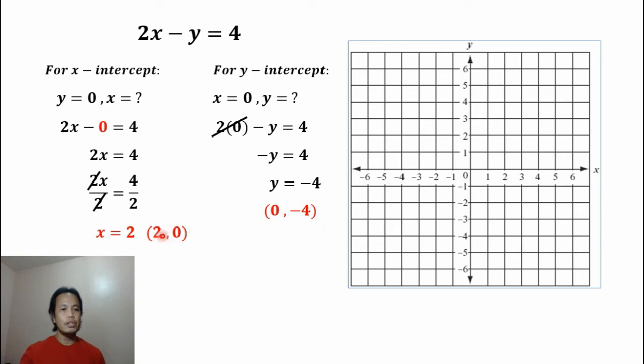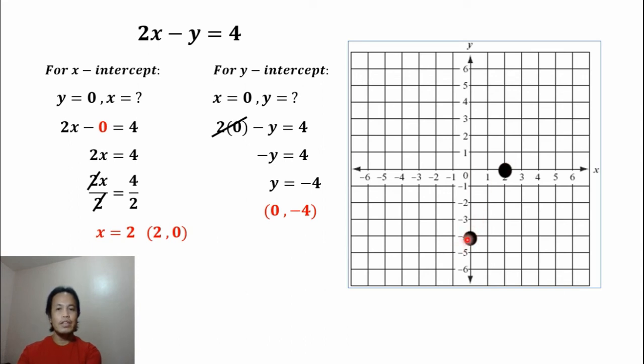We look for these points, 2, 0. So this is our x-axis, and this is our 2 and 0 here. So this is now the point for the x-intercept, 2 and 0. And another one is the y-intercept, which is 0 and negative 4. When we locate negative 4 in the y-axis, we have here our negative 4, and this is our x, which is 0, negative 4. So this is our point.